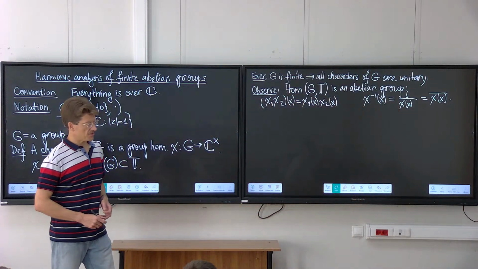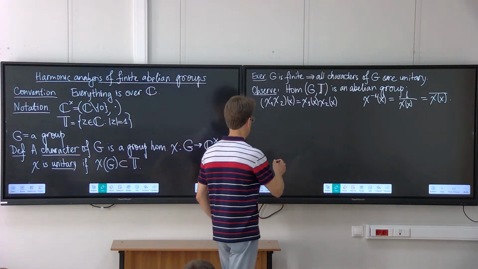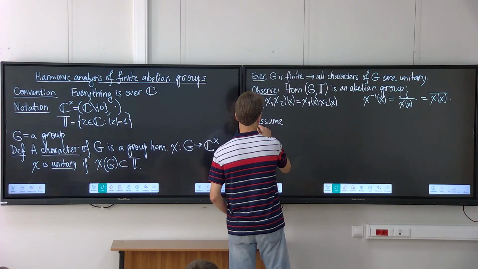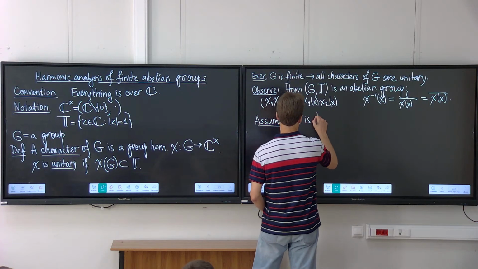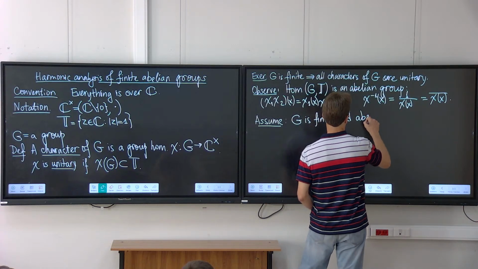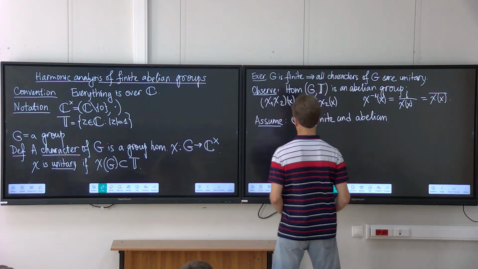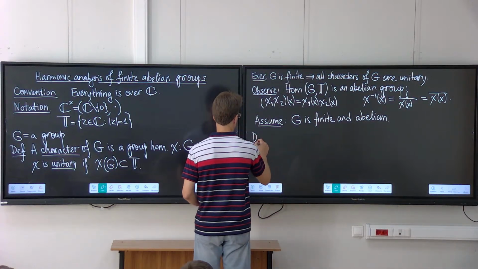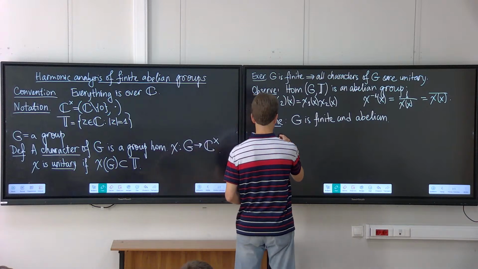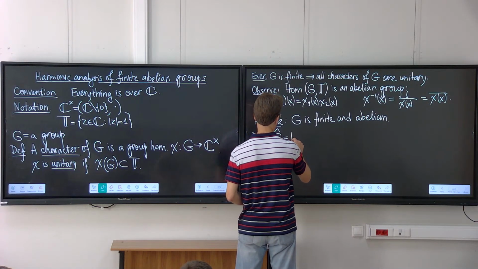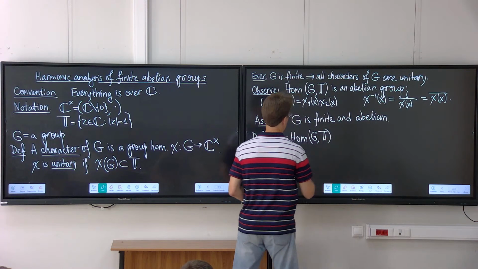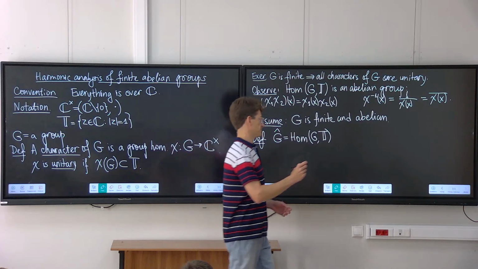Okay, let's now assume that G is finite and abelian. In this case, the group of unitary characters of G is denoted by G hat, and it is called the dual of G.